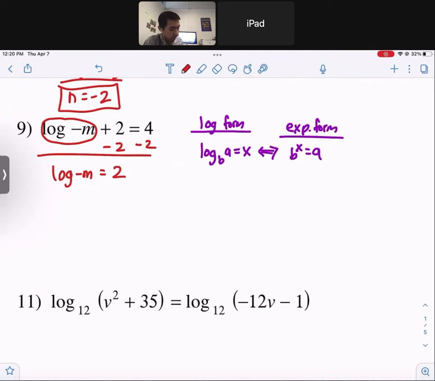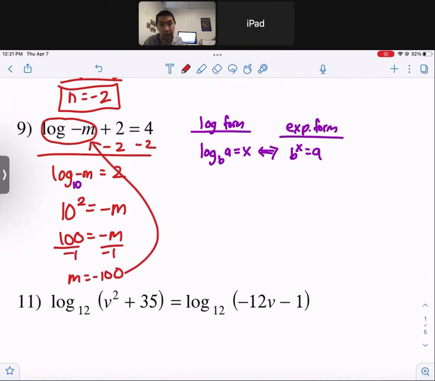So we take the base. Now if we don't see a base here, you guys, that means the base is automatically 10. So 10 to the second equals negative m. 10 to the second is 100. Divide both sides by negative 1. m equals negative 100. And if we plug negative 100 in there, it's going to be the negative of negative 100, or positive 100. So that will be perfectly fine.